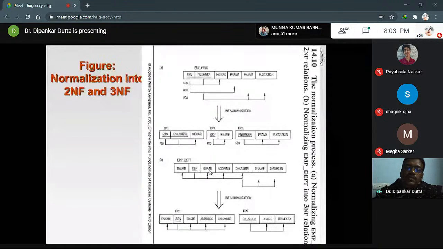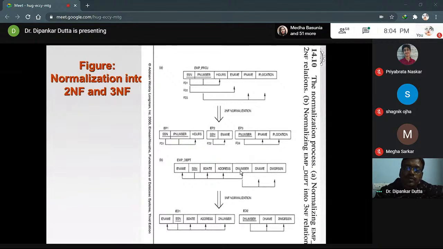Other non-prime attributes depend upon the primary key, up to d number, and dname and dmgr SSN depend upon d number. D number depends upon SSN, and these two depend upon d number. Okay, so there is a transitive dependency. SSN implies d number, and d number implies dname, d manager SSN. Transitive dependencies are there.